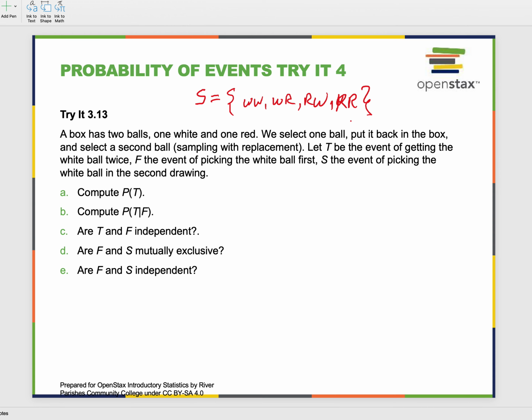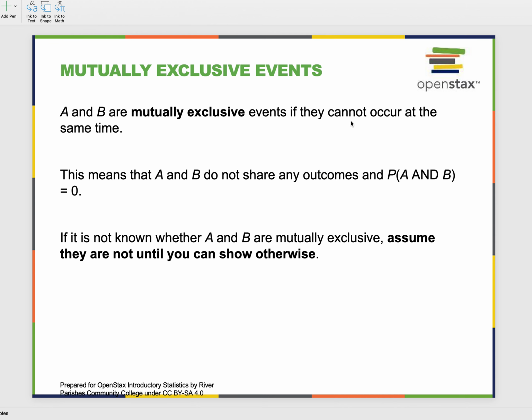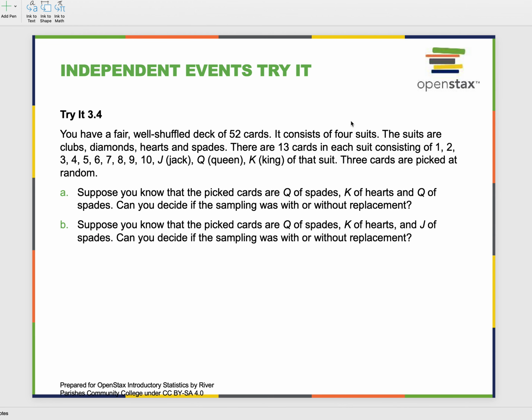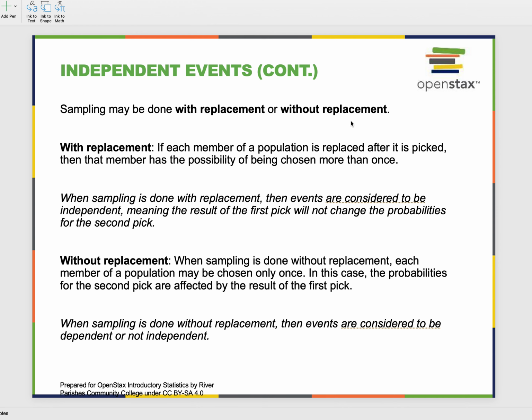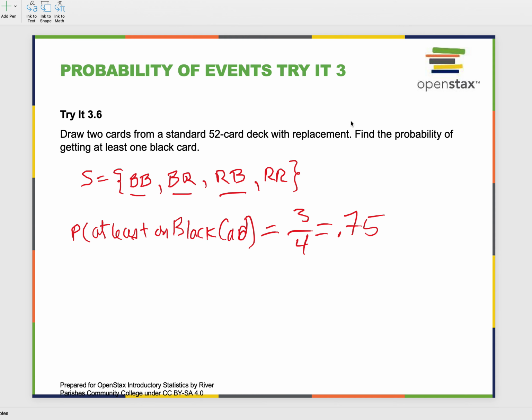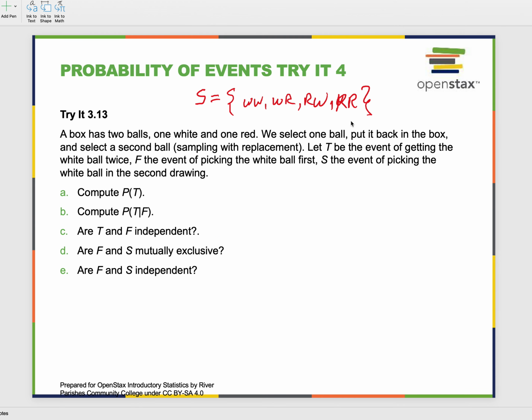I close my eyes, I pick one. I put it back, with replacement. What does with replacement immediately tell us? They're independent. They're independent events with replacement. Without replacement, they're not independent. So it's like flipping a coin twice. What's the difference if I use W's and R's or if I use T's and H's?